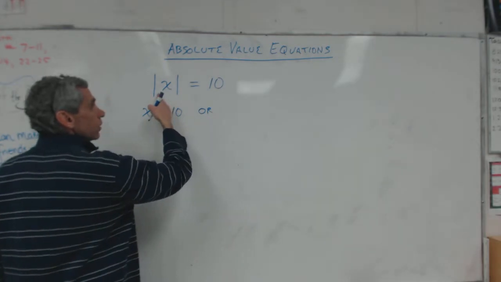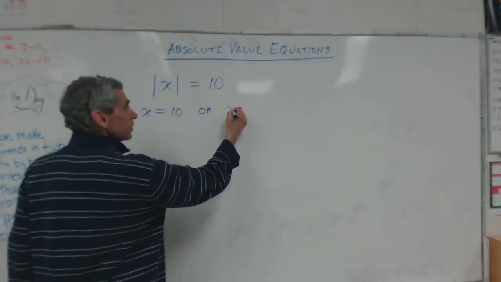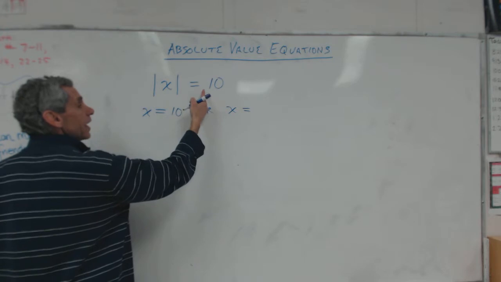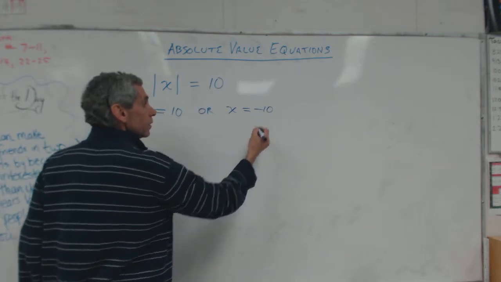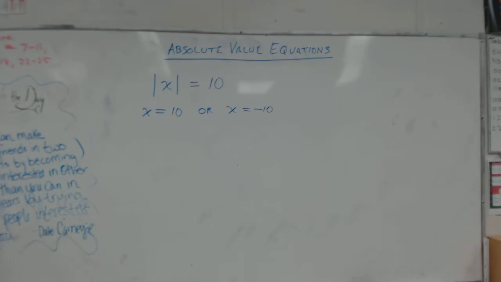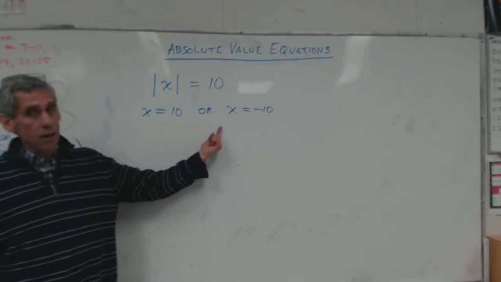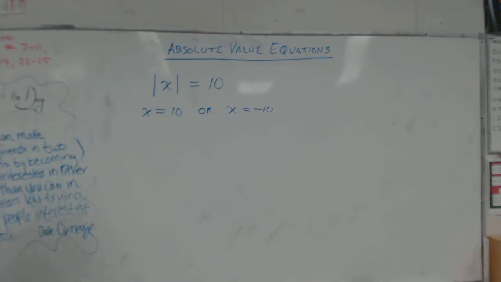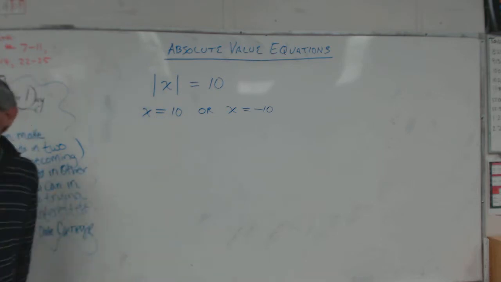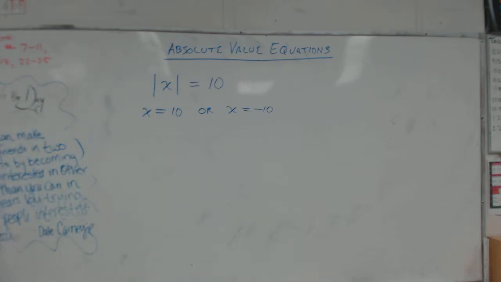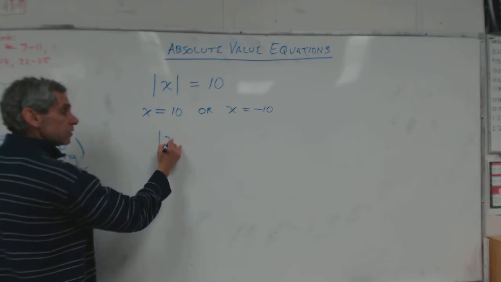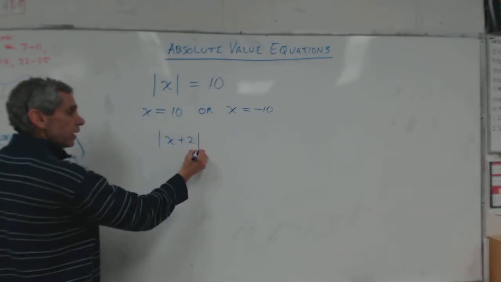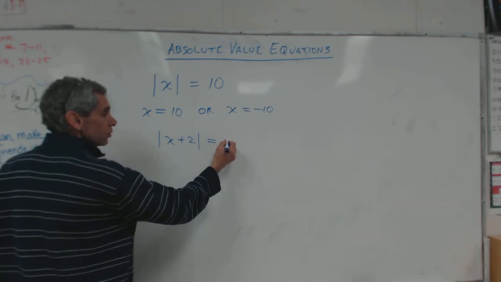Or you do the same thing. You say x equals, but then now you just take this value and turn it negative. Negative 10. Can we say x equals 10 or negative 10? I want you to do it this way right now because you're going to see why. Okay? Just trust me. So now I'm going to use that same thing for a more complicated problem. It's not that much more complicated, but watch. Let's say I have x plus 2. The absolute value of x plus 2 is equal to 12.